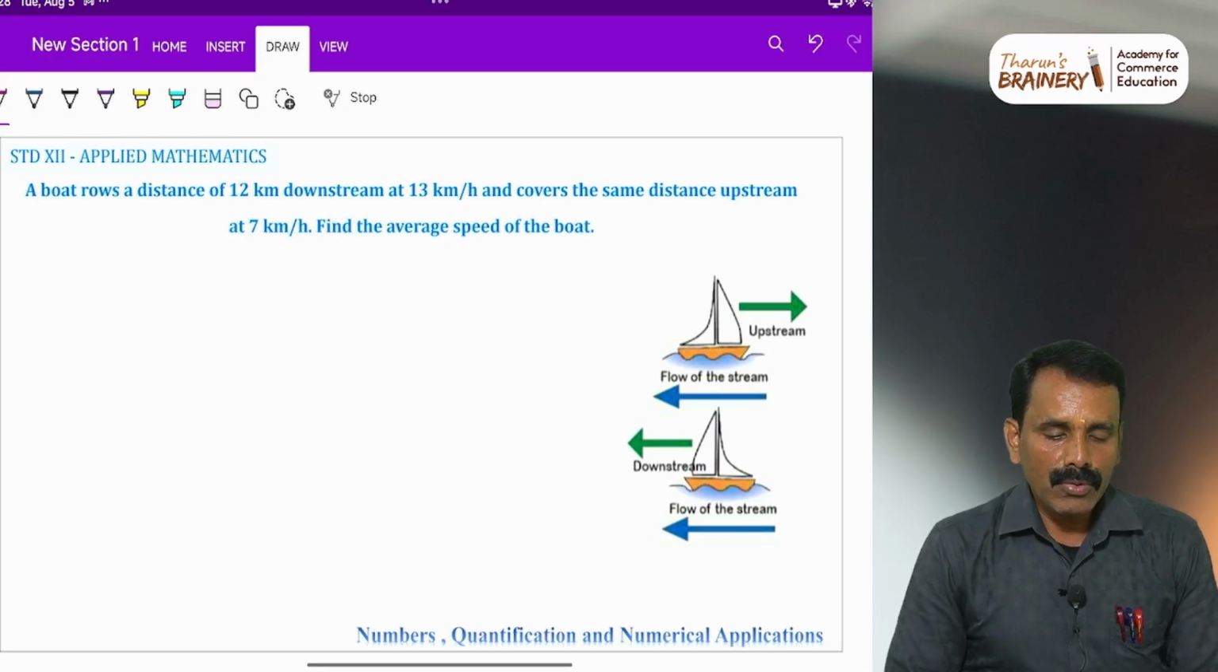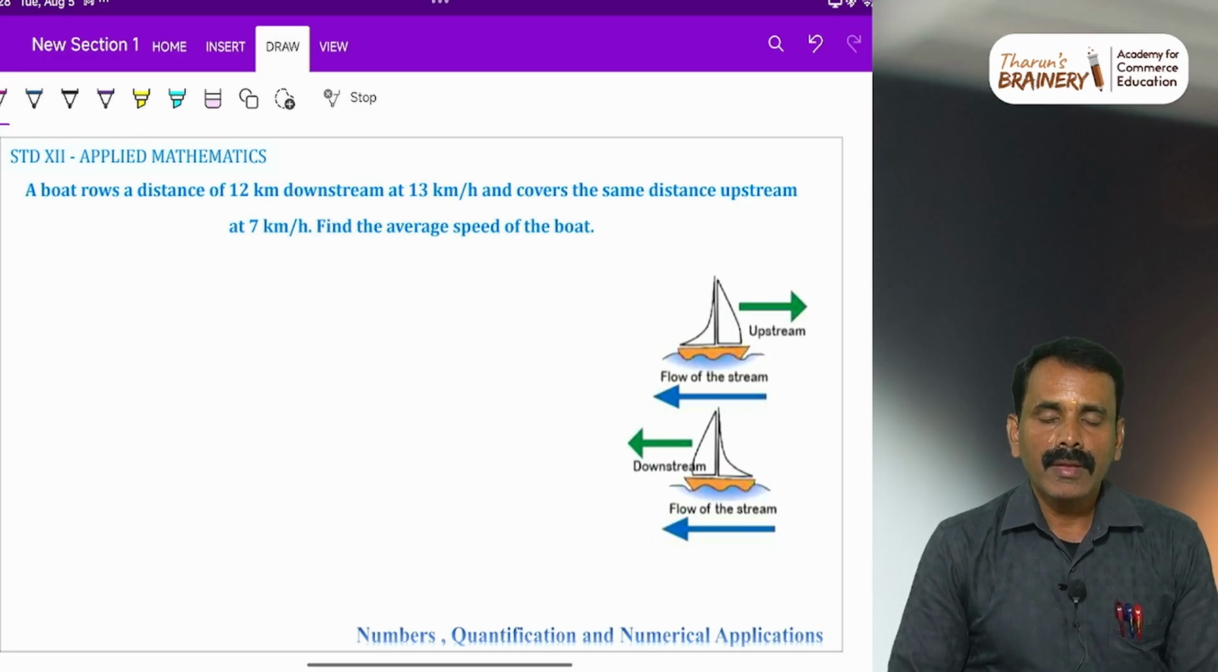Here we are having a typical question. A boat rows a distance of 12 kilometer downstream at 13 kilometer per hour and covers the same distance upstream at 7 kilometer per hour. Find the average speed of the boat.